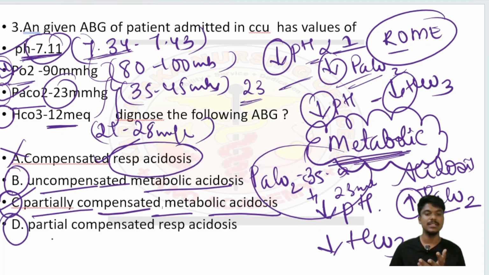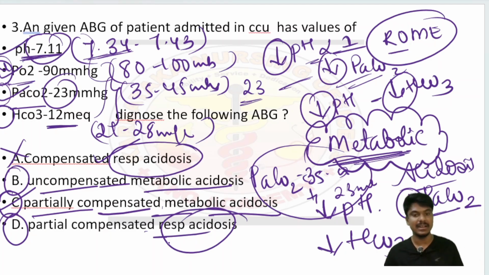And option D says partially compensated respiratory acidosis. I told you it is not a primary respiratory disorder. It is purely related to the metabolic disorder. So I am deleting option D. This finishes your MCQ series. Now we'll see the theoretical component. I will go to the theory component of ABG parameters.